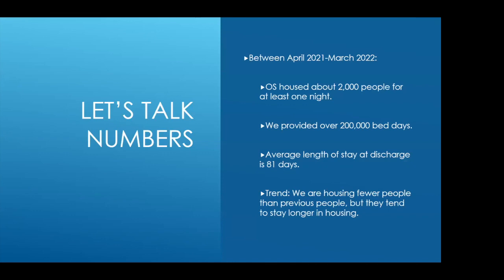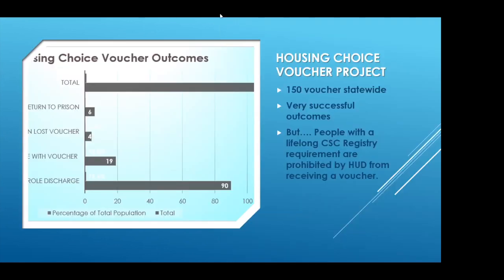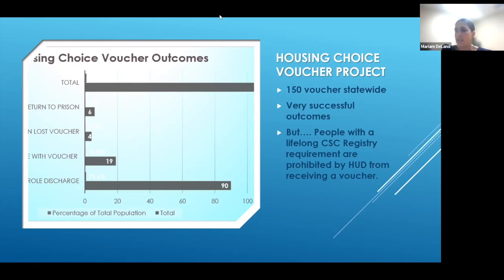We have a question about that. Is there a way for community partners to refer for HCVs for folks with CSCs and have been denied for HCV in the past? So I'm assuming they're asking, can they refer their clients to your program? If they don't have a lifetime registry requirement, then yes. The process starts with either their parole agent or your local OS staff. I'll give you a directory of staff at the end.